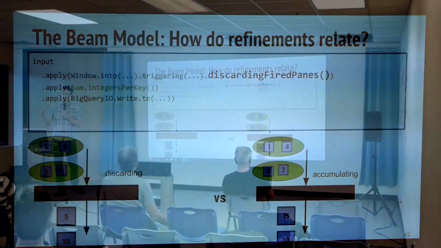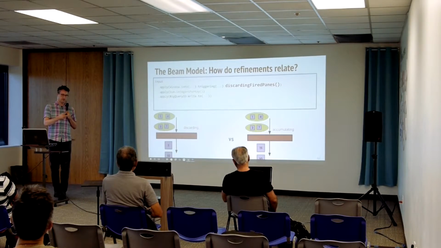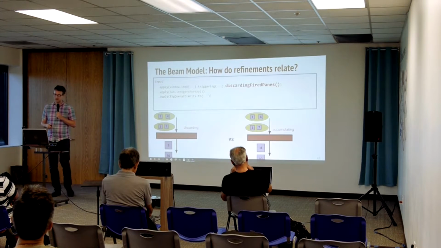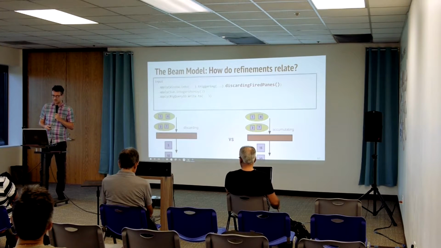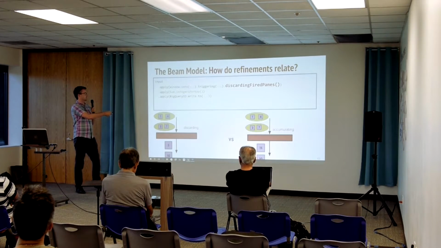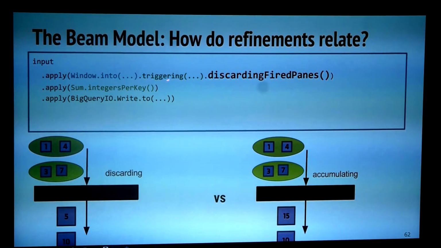I'm going to go over it pretty quick because it's a fine detail. You'll learn more by studying it later, and I really want to talk about the progress in the project and not simply talk about the Beam model. So let's look at this. We apply a window, we specify some windowing here, and then we specify triggering, and we say discarding fired panes. And so over on the left is where I've illustrated that.